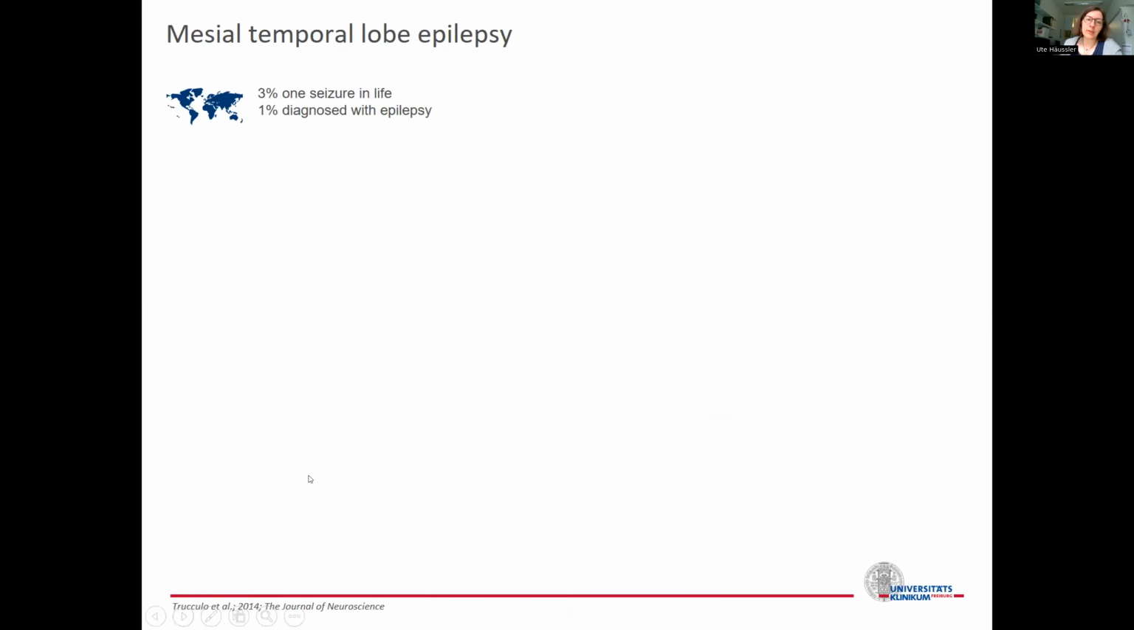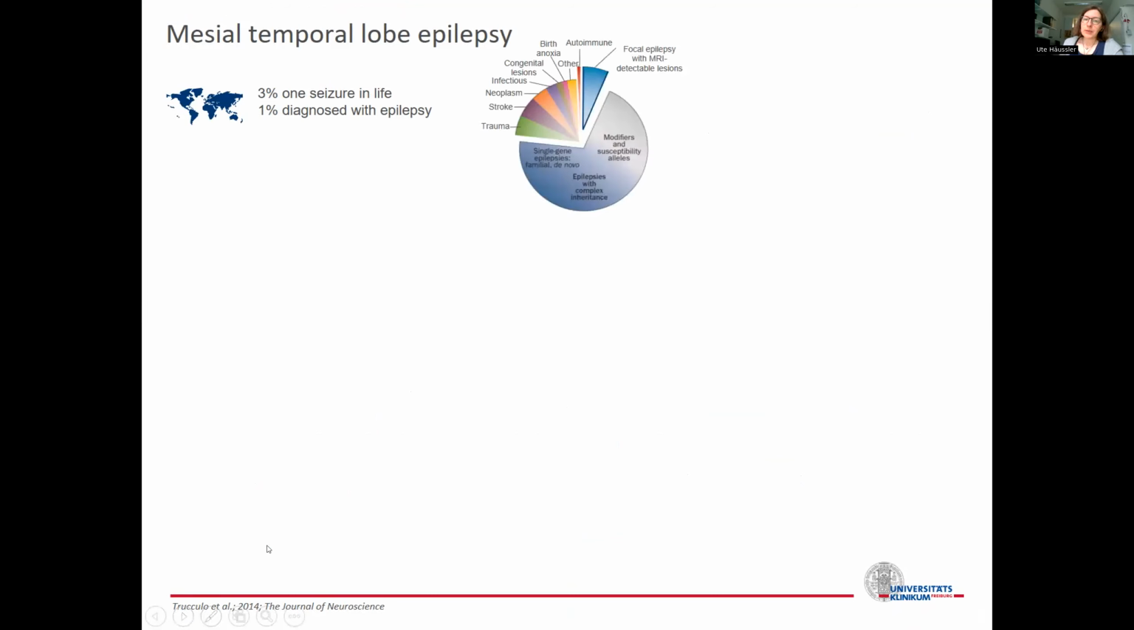So first of all, as an introduction to epilepsy, around 3% of the world's population suffer from at least one seizure in their life, and about 1% is diagnosed with epilepsy. Among all those epilepsies, there's a large percentage with a genetic background. Then there's a series of epilepsy that goes along with some brain damage like trauma or stroke, and some with birth defects or developmental defects. And then there's a group of focal epilepsies with MRI detectable lesions.